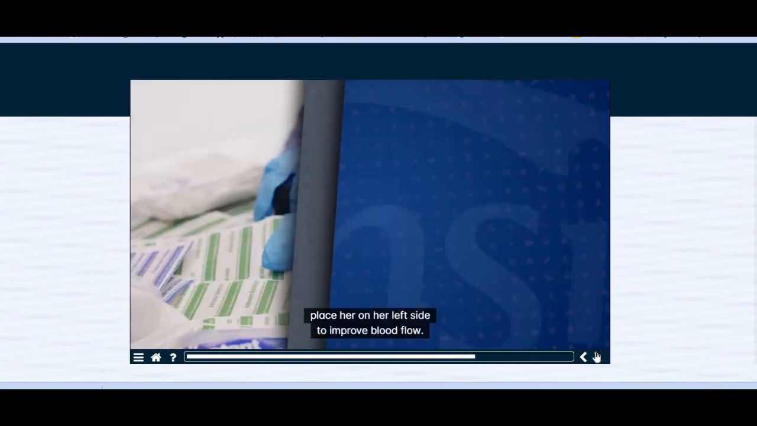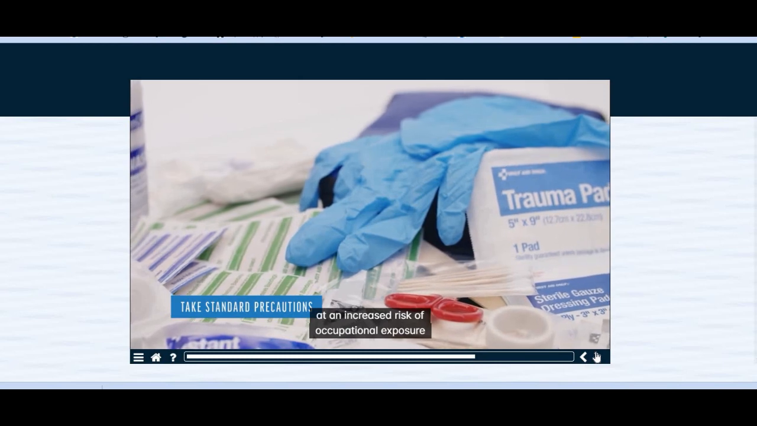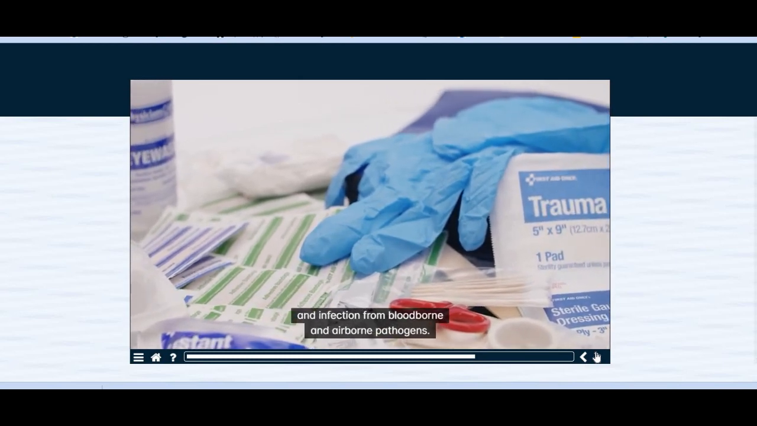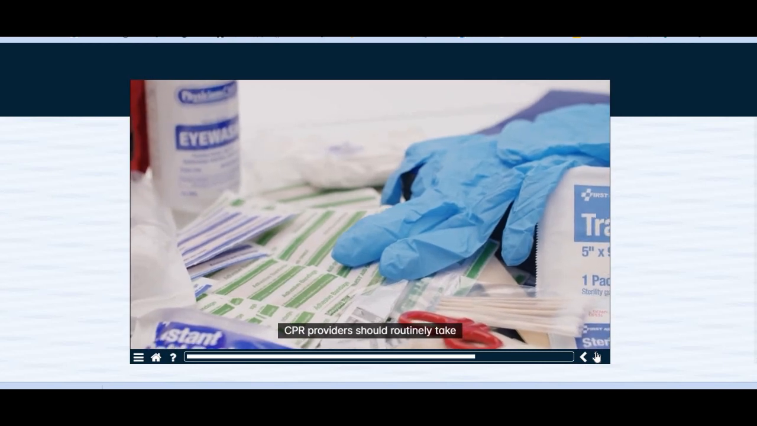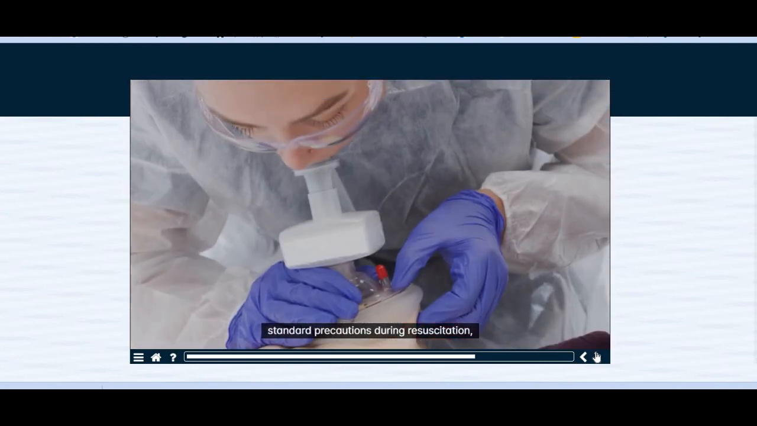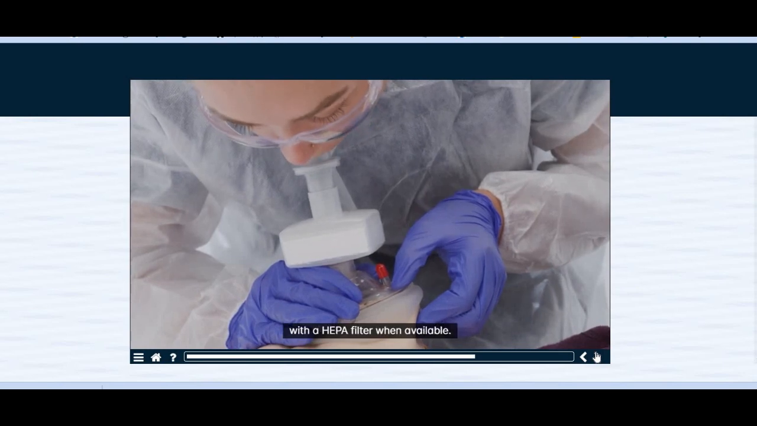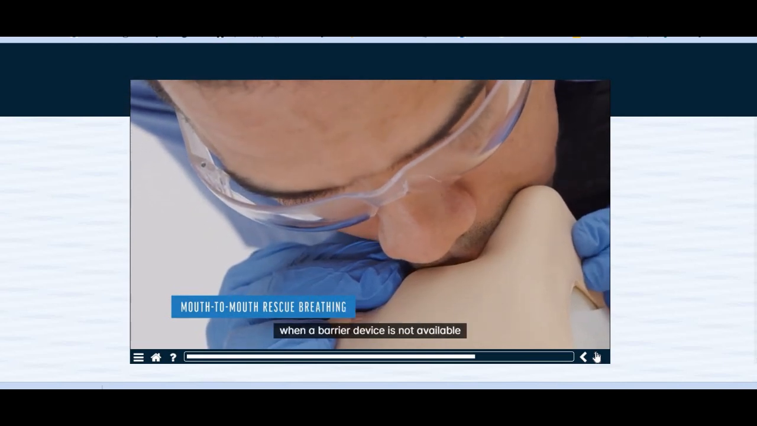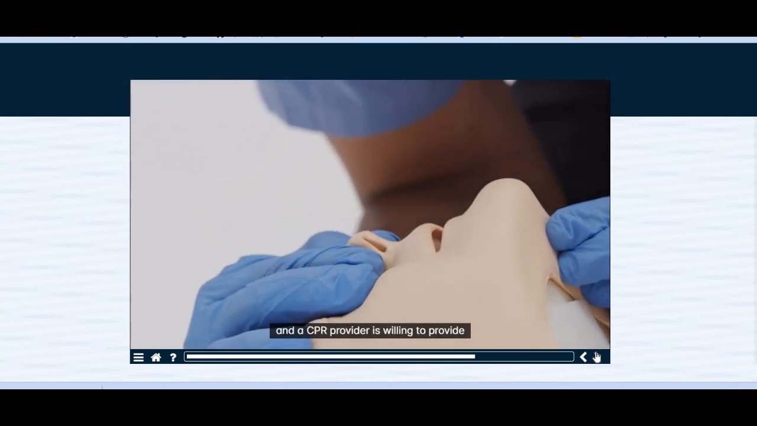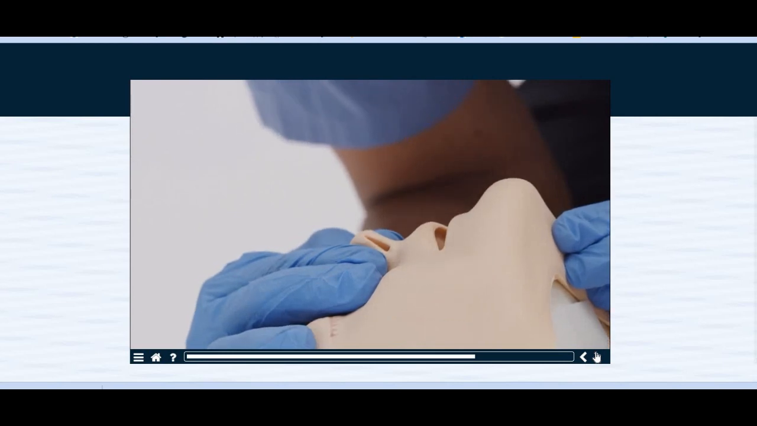Resuscitation puts CPR providers at an increased risk of occupational exposure and infection from bloodborne and airborne pathogens. CPR providers should routinely take standard precautions during resuscitation, including using a CPR mask with a HEPA filter when available. There may be a rare or extraordinary circumstance when a barrier device is not available and a CPR provider is willing to provide mouth-to-mouth rescue breathing.